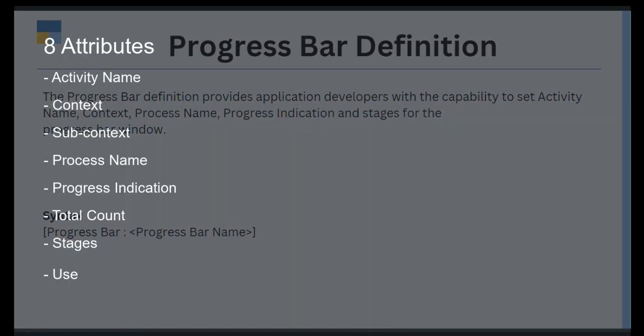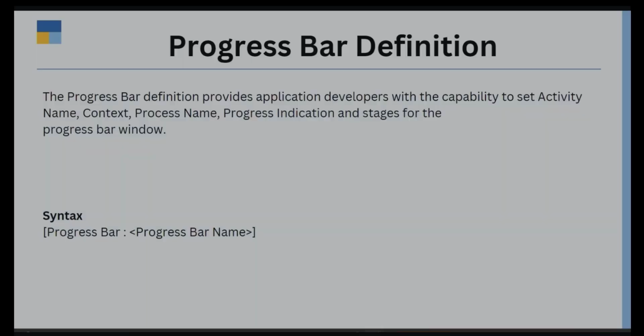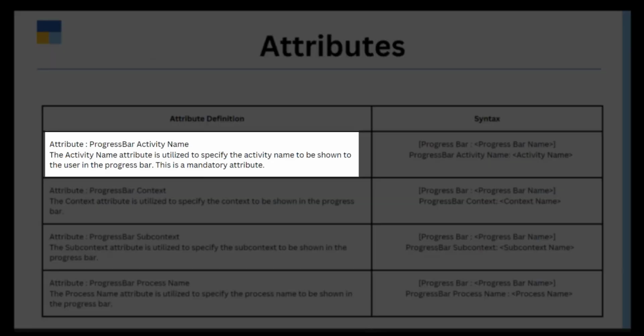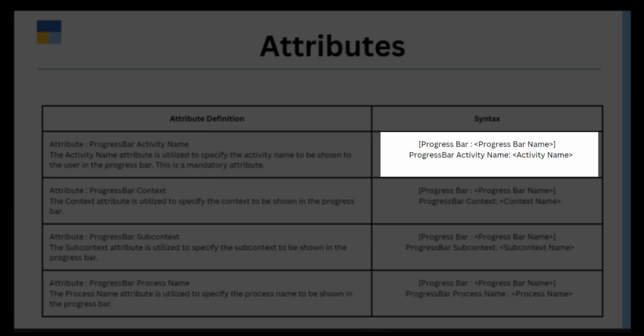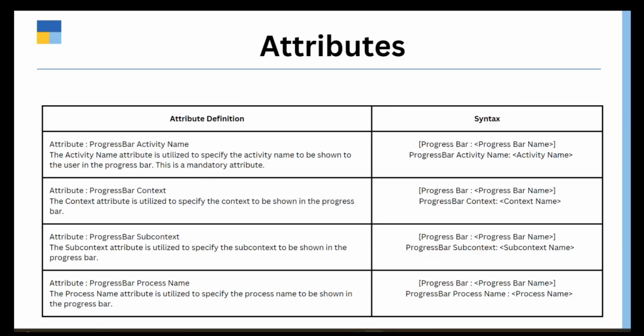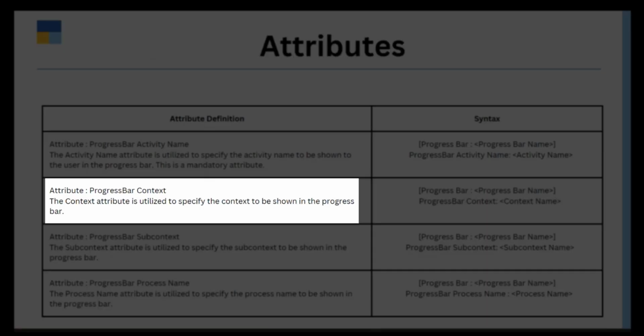It has 8 attributes under it, namely activity name, context, subcontext, process name, progress indication, total count, stages and use. First attribute we have is activity name. This attribute is used to specify the activity name to be shown to the user in the progress bar. This is a mandatory attribute. The syntax for the same is as shown: attribute name, which is activity name, followed by defining the name of the activity. The next attribute we have is context.